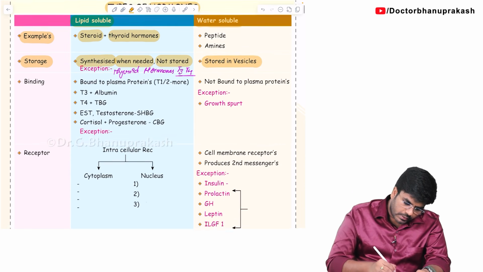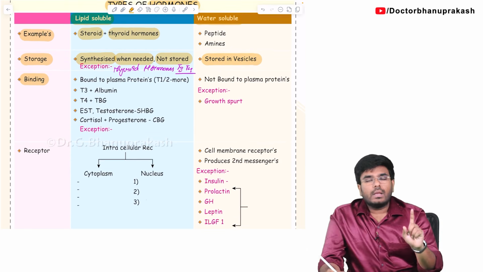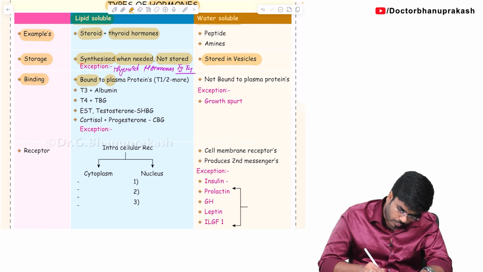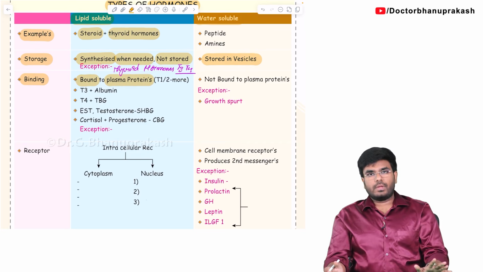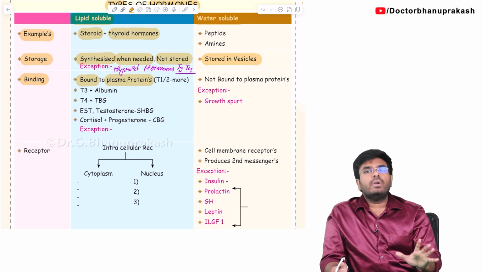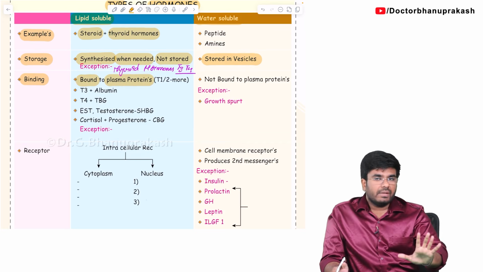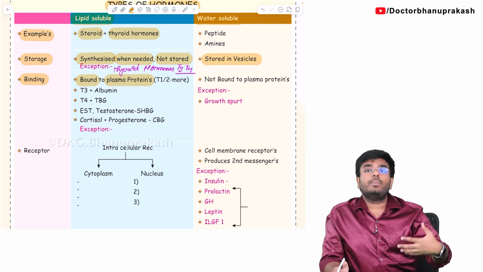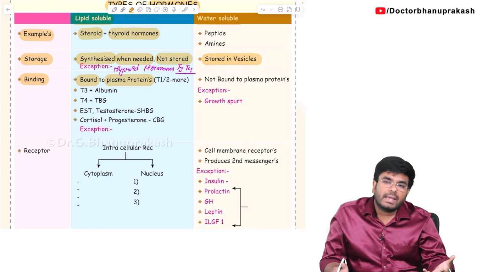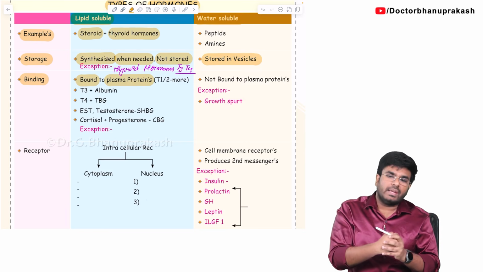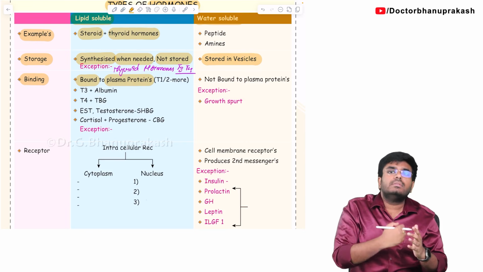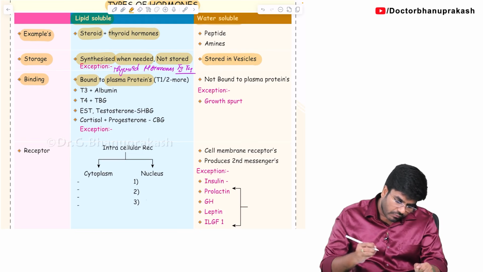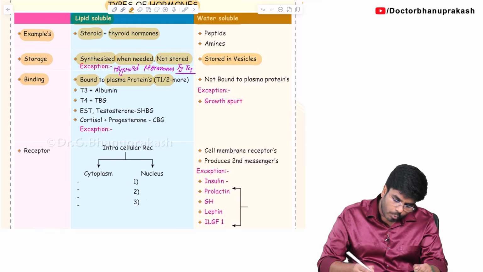Next, what about their plasma protein binding? Lipid soluble hormones usually bind with the plasma proteins. They are not traveling in free form. For most of the time, they are bound with some plasma protein. Whenever they are bound with the plasma protein, automatically their half-life will be more. Anything which is in bound form, automatically its half-life will be more. So that's why the half-life of lipid soluble hormones is more.